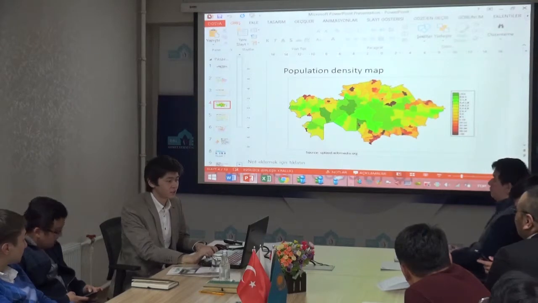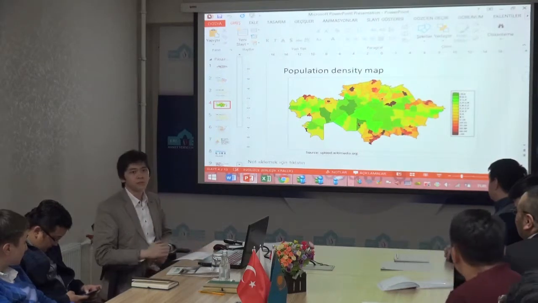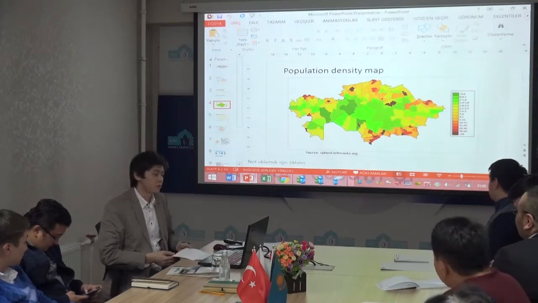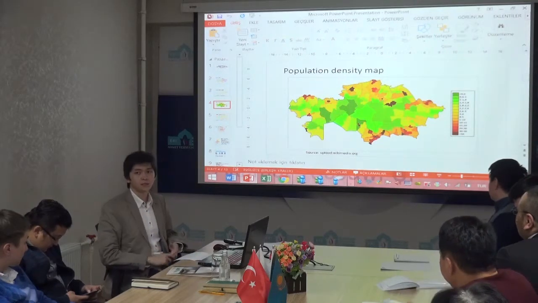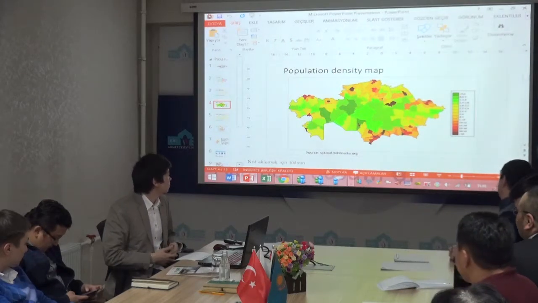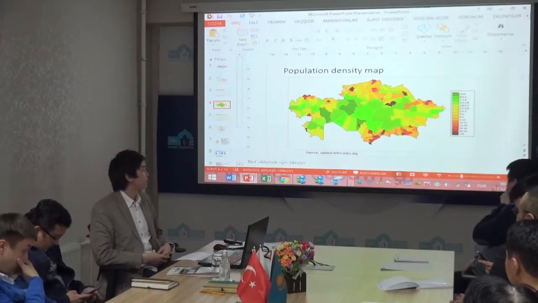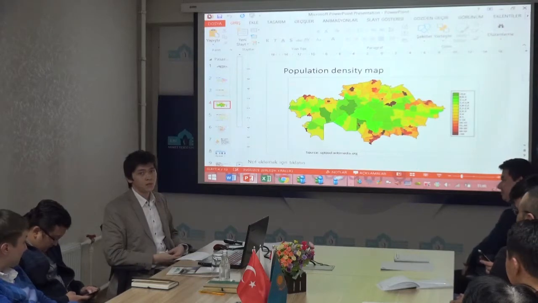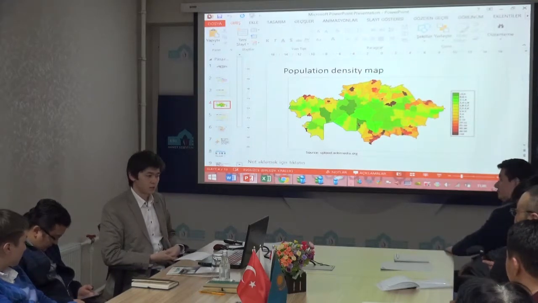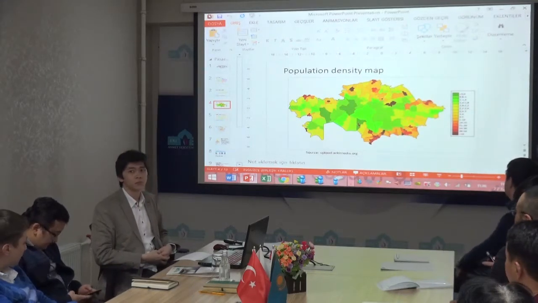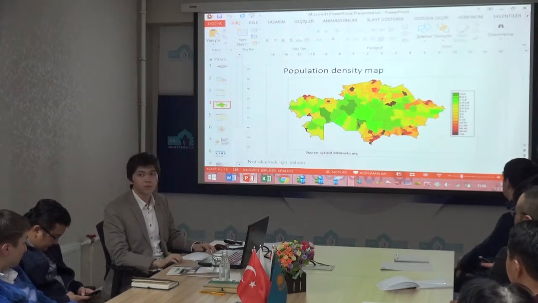So what's so special about South Kazakhstan? The main difference of South Kazakhstan in comparison to the rest of Kazakhstan is that the population density is very high. Together, the city of Shymkent and the current Turkistan region have almost 3 million people. Yes, it's about 17% of the total population. 17% of the total population is concentrated in 5% of the territory of Kazakhstan.